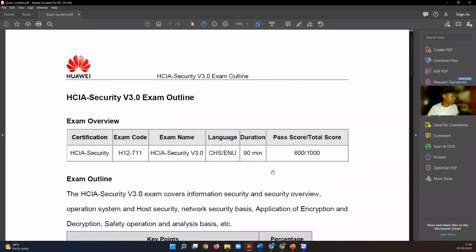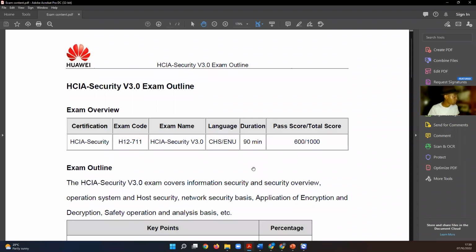This is the HCIA Security exam outline. It's very important to note that for HCIA version 3, the exam usually lasts 90 minutes, usually proctored, but I believe the one that you're doing is not proctored. Then you have a passing score of 600. You have to ensure that you don't go below 600 when you're doing that exam, meaning that your chances of passing are very high.